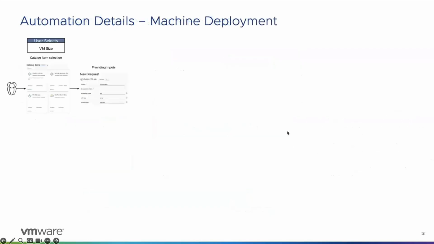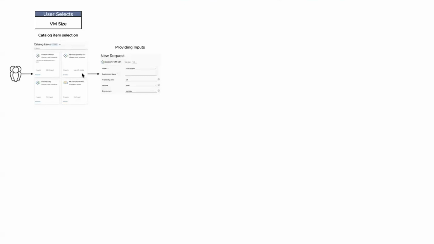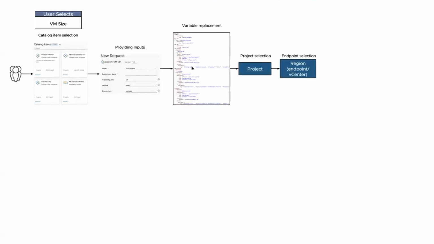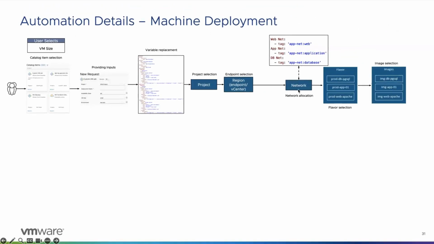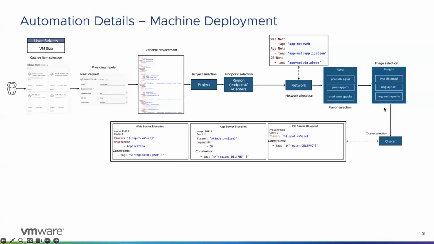So user, they just select the VM size, right? What size of VM they need. Based on that, variable replacement happens in the cloud template. The project is selected, endpoint is selected, region, which region it would go to. And then the network selection happens based on the tags that you have. So appnet. Depending on which network you select, the network is allocated. And then size is allocated, which flavor. Then image selection happens, which image needs to go.